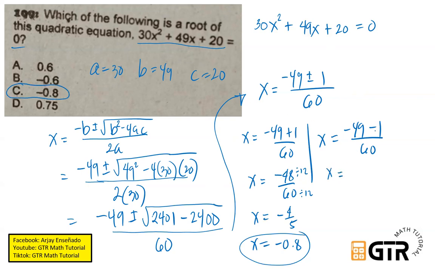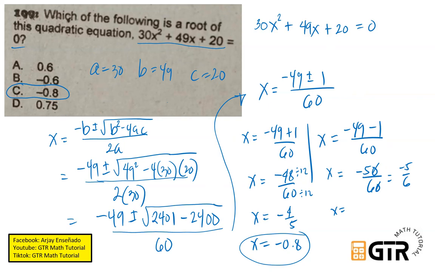X is equal to negative 49 minus 1. So we have negative 50 over 60. So pag nilowest term natin yan, that is equal to, cancel lang natin parehas yung 0. Negative 5 over 6. So wala sa choices ang negative 5 over 6. Kapag change natin sa decimal, ito ay repeating yan. So wala sa choices. So correct answer natin is letter C.